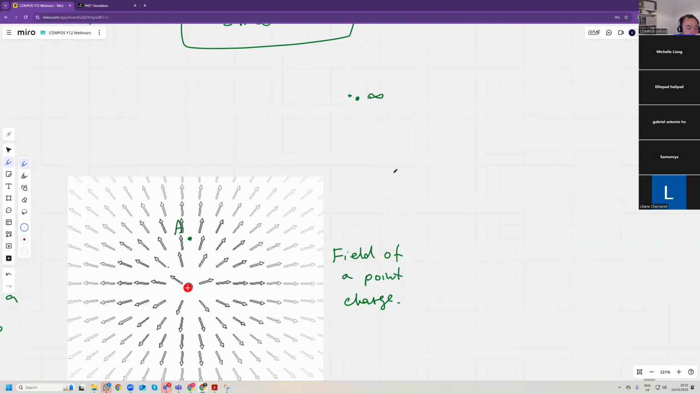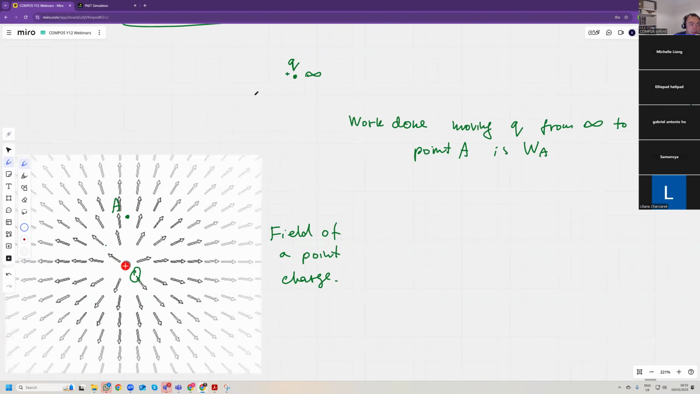So let's say work done moving a charge Q. Work done moving Q from infinity to point A is WA. Does that make sense? So you're moving from infinity, you're moving to point A.